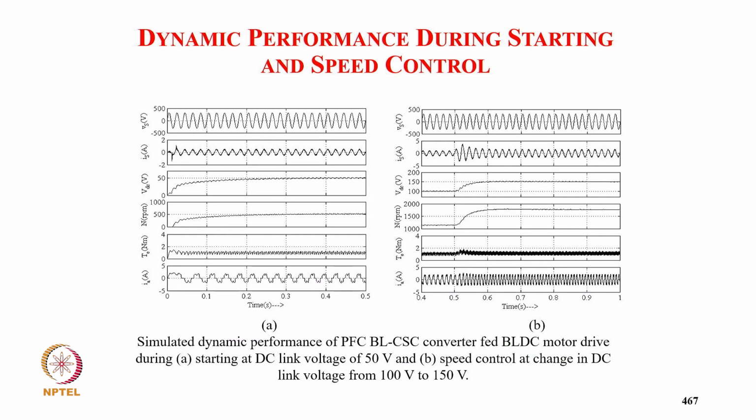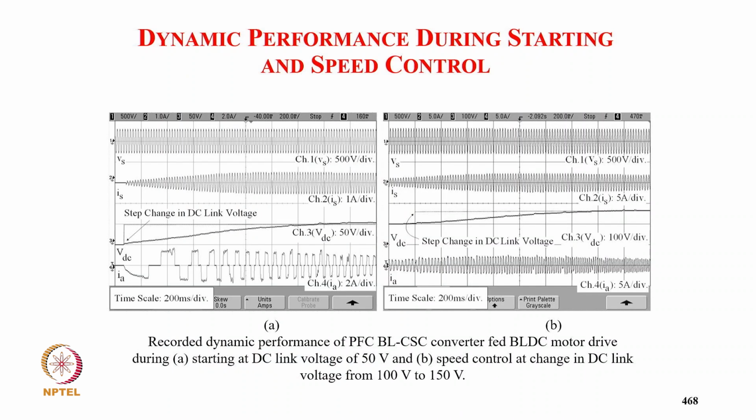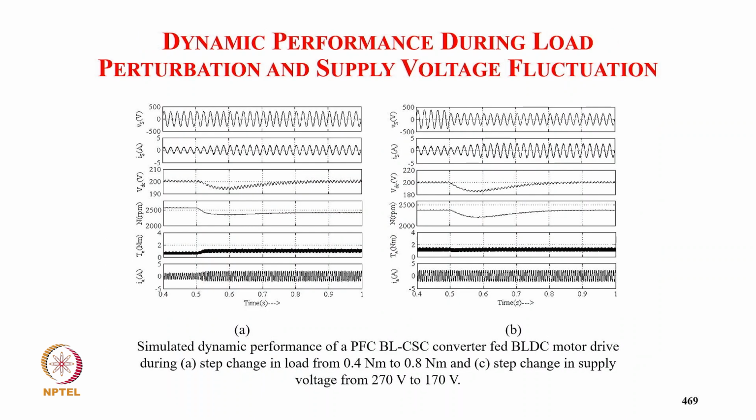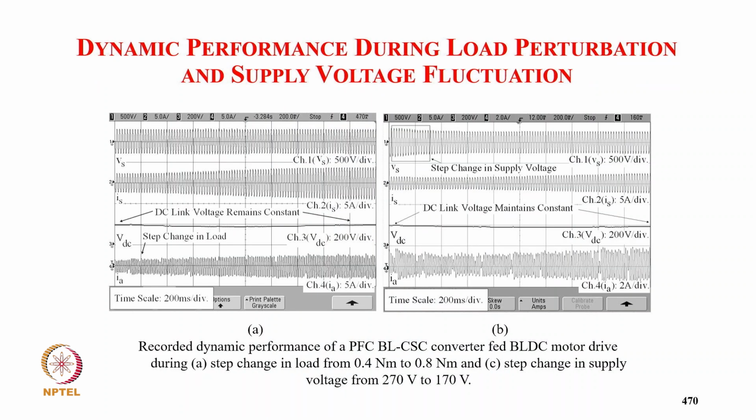The simulated starting performance keeping a DC link voltage of 50 volt, and the speed control from 100 volt to 150 volt. The supply current remains sinusoidal even during dynamics, in phase with the supply voltage, demonstrating unity power factor. The experimental result for starting and DC link voltage change for speed control. Then the simulated performance of load change from 0.4 Newton meter to 1.0 Newton meter on the BLDC motor, and the supply voltage change from 270 to 170 volt.